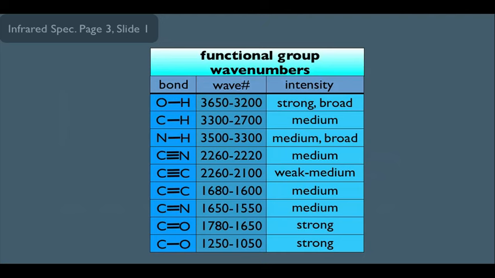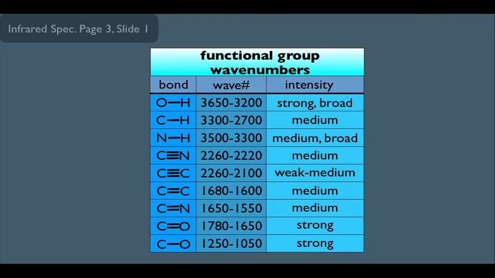For now, I just want you to know that a chart does exist with all the functional groups and their corresponding wave numbers. And think about how valuable this information is. If we're trying to figure out what a substance is, a great place to start is what functional groups are present in the molecule. The IR spectrum is going to deliver that information.